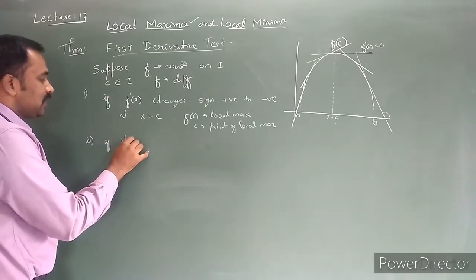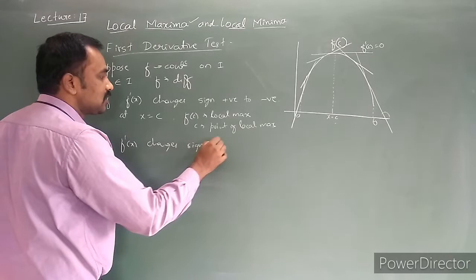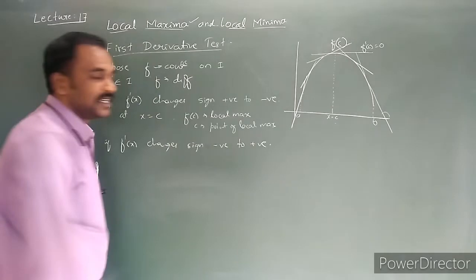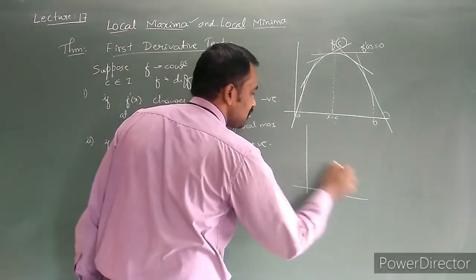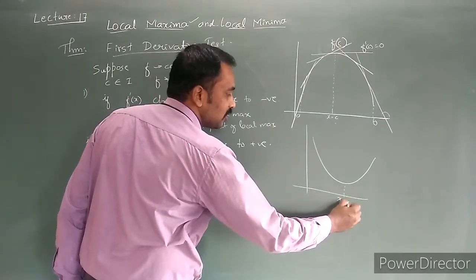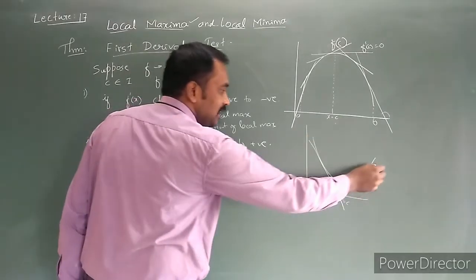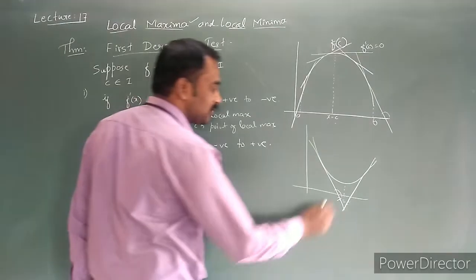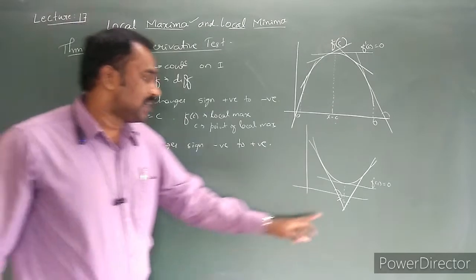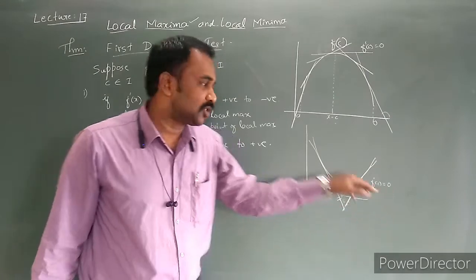Next, second case. If f dash of x changes the sign in reverse, from negative to positive at x equal to C. This is x equal to C. Left hand side of C, the slope of the tangent is negative. Right hand side of C, the slope of the tangent is positive. At x equal to C, f dash of C is equal to 0.